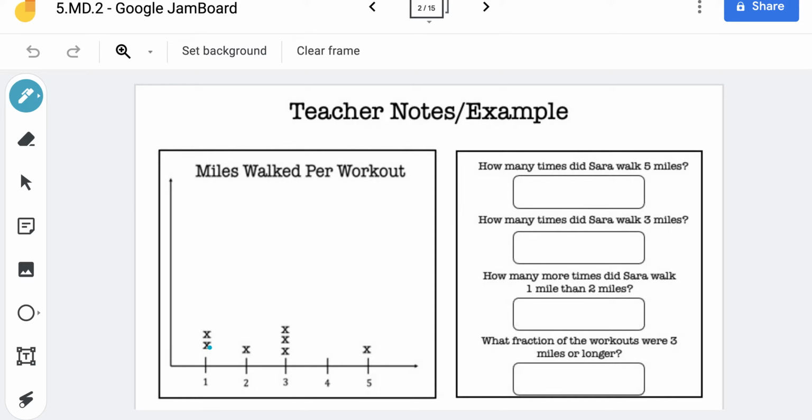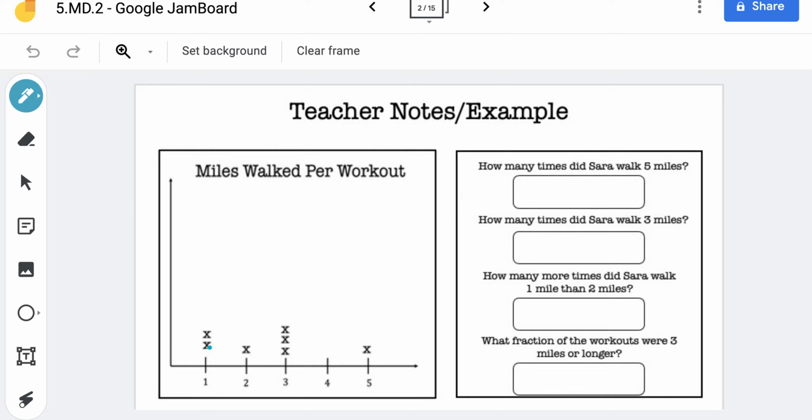Hey everybody, this is a brief little mini lesson on line plots. So what I want you to do is come over here and first grab a color of your choice. Okay, I'm gonna go with blue. All right, and just follow along with me, and then you have a chance to try some problems on your own.